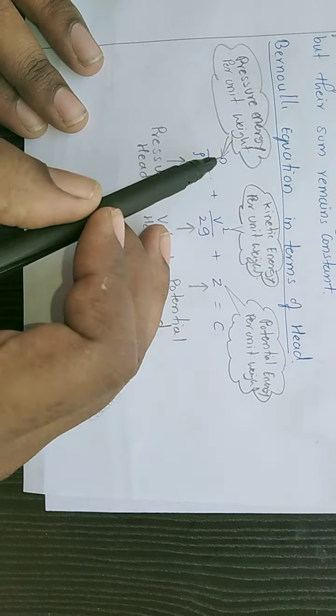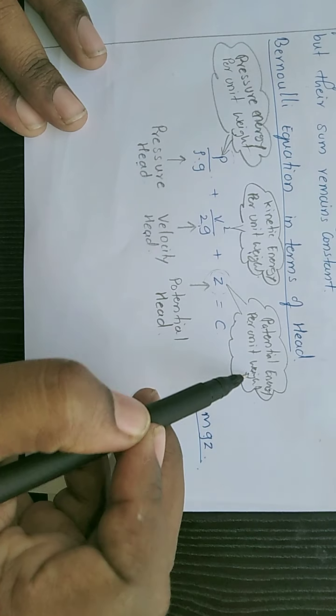Now let's look at the unit of this. What is the unit of height? The unit of height is meters. Let me tell you another way. What is the expression for potential energy? It is mgh. In this term, instead of h we write z. Now, potential energy per unit weight.